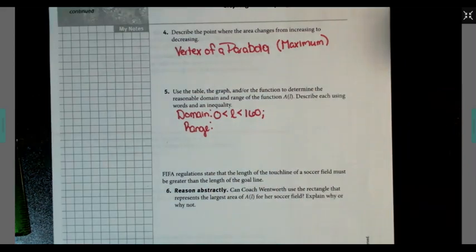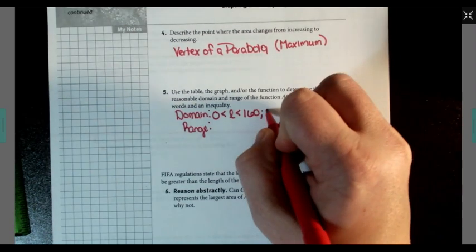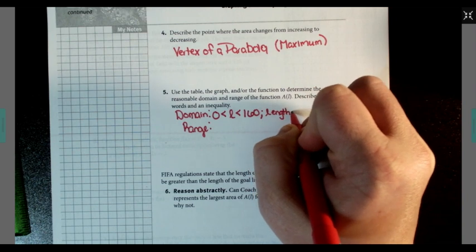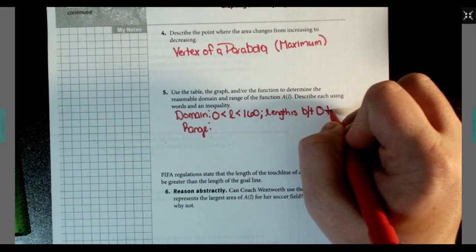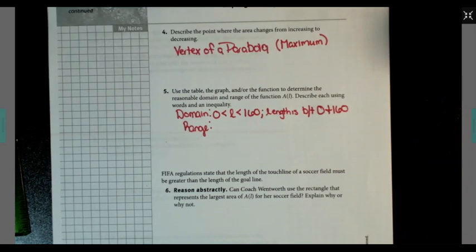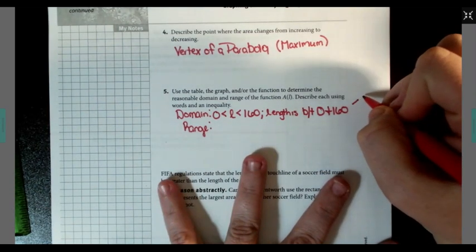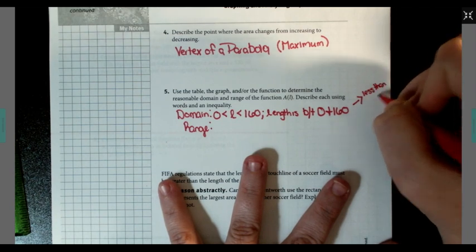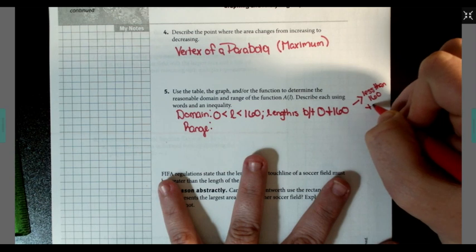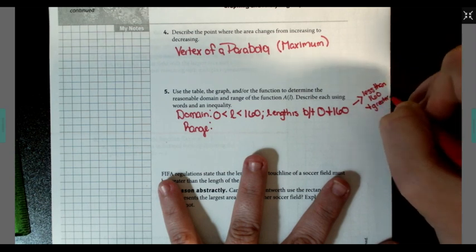If I write this in word format, length is between 0 and 160 exclusive. Or you could say something about less than 160 and greater than 0 or something.